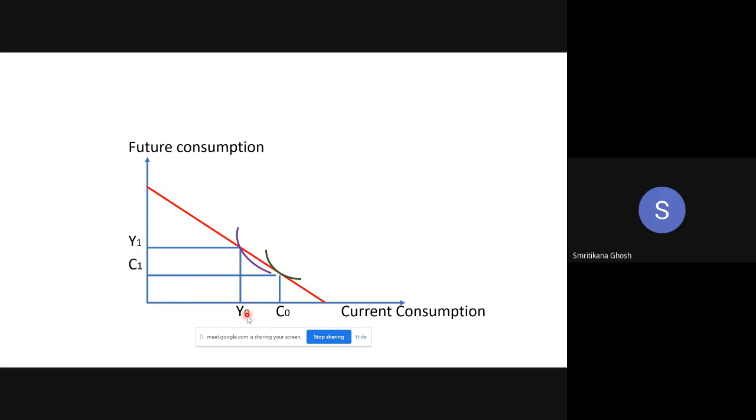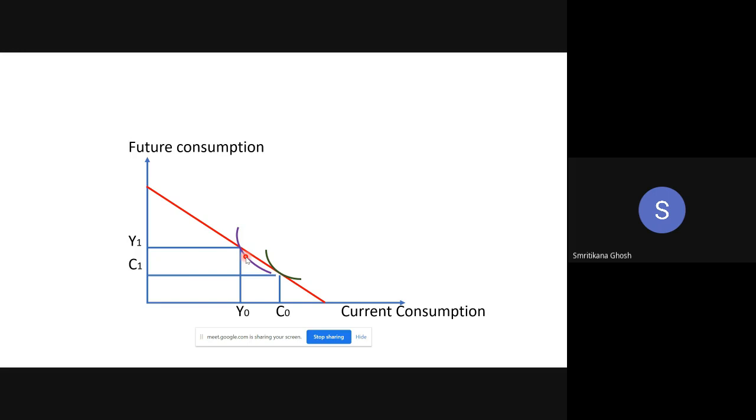Say your income is y naught and your income is y1, and there is no saving or dissaving option. So that means y naught is equal to c naught and y1 is equal to c1. I'm giving you just an option. So if y naught is equal to c naught and y1 is equal to c1, you are on this purple budget line.